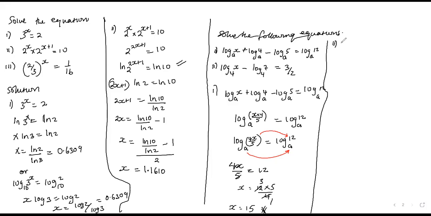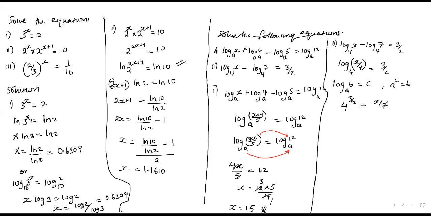The second one, log to base 4 of x minus log to base 4 of 7 is 3 out of 2. You realize that this can be the same as log to base 4 of x out of 7 is equal to 3 out of 2. Now, this, remember, is now in the form log to base A of B is equal to C, which can be expressed as A power C is what? Therefore, 4 power 3 over 2 is equal to x out of 7.